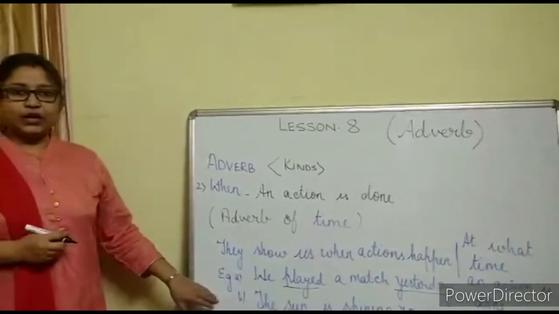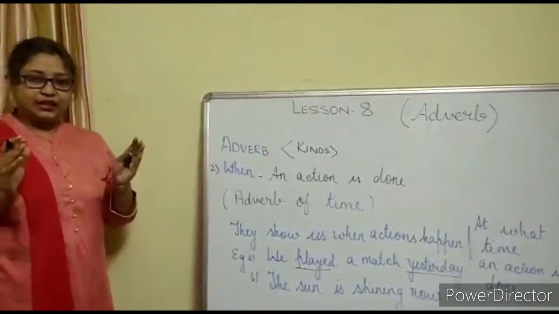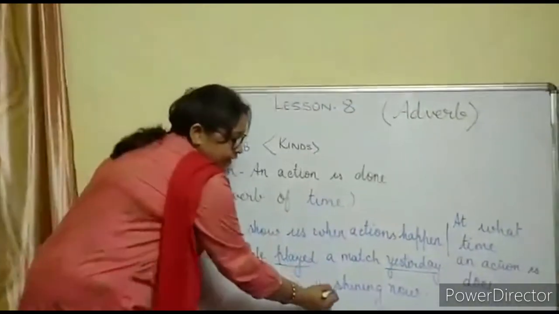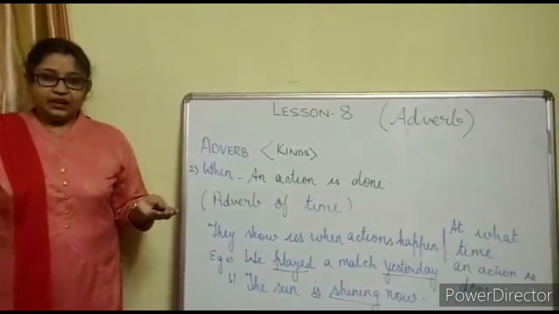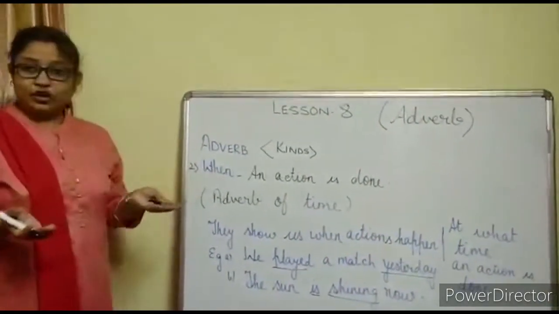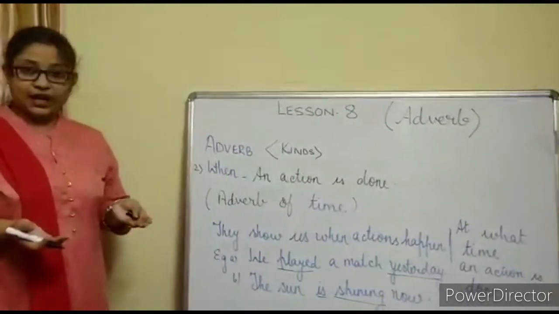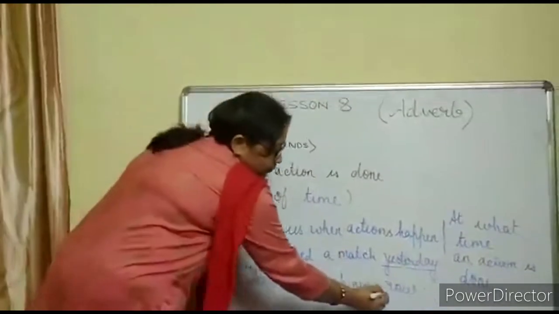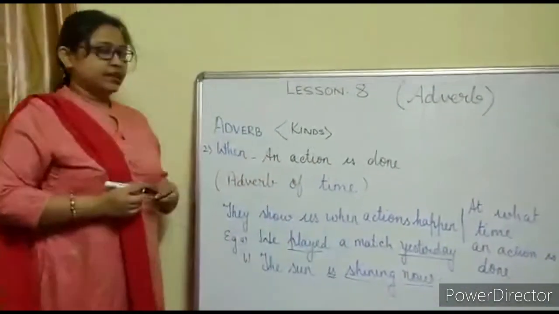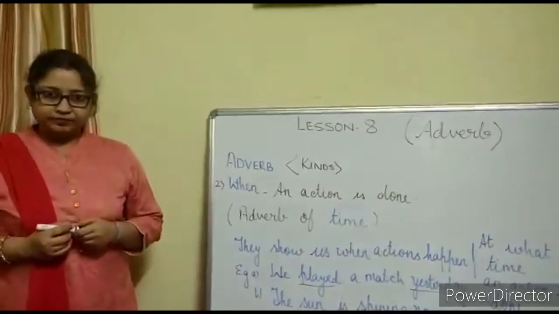Now see the second one. The sun is shining now. The action word, that is the verb, is shining. Or we can take it as is shining also. Now if we ask the question, when is the sun shining? It is the sun is shining now. So students, here now is adverb and it is adverb of time.